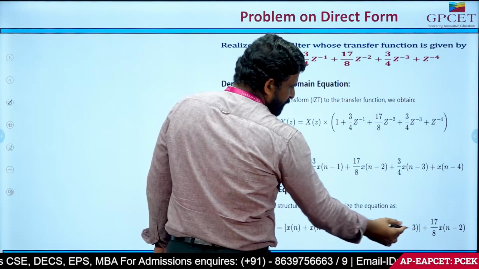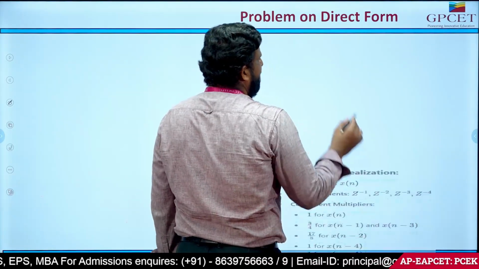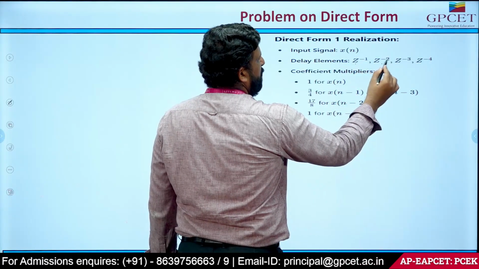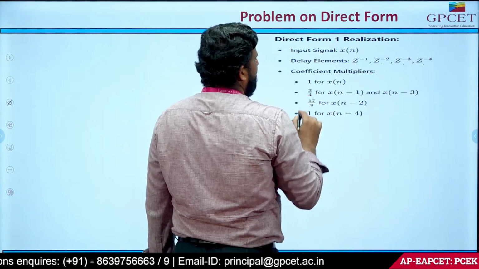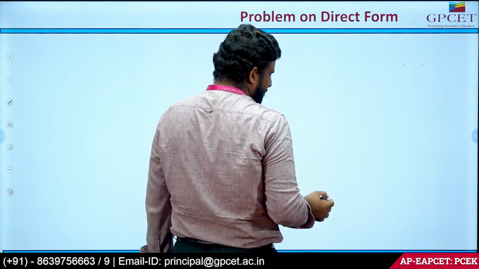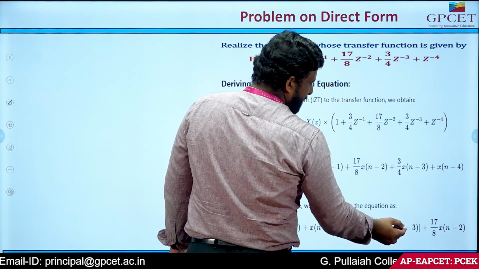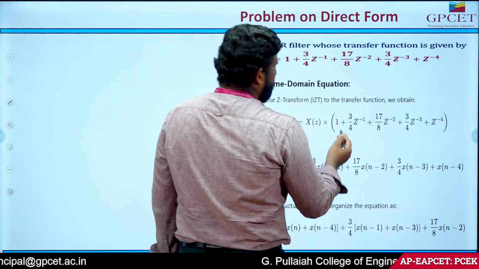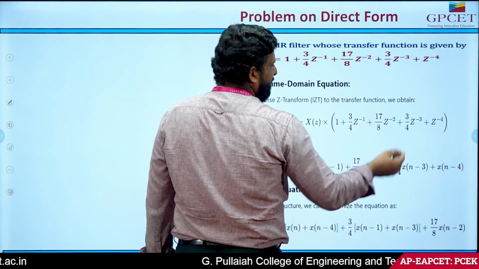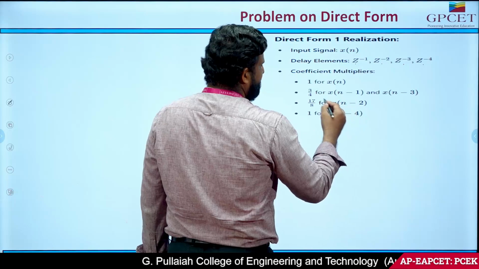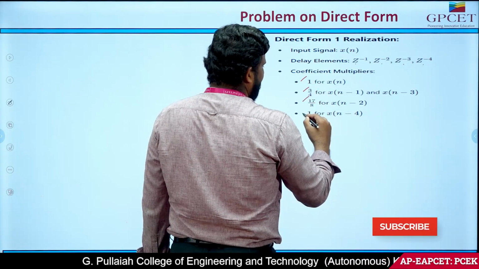1, 2, 3, 4. 4 delay times. You can see here 4 delay times: Z power minus 1, Z power minus 2, Z power minus 3, Z power minus 4. Coefficients, how many coefficients do we have here? 1, 3 by 4, next 17 by 8. So 1, 3 by 4, 17 by 8, 3 by 4 and 1. So how many coefficients? 1, 3 by 4, 17 by 8 and 1.